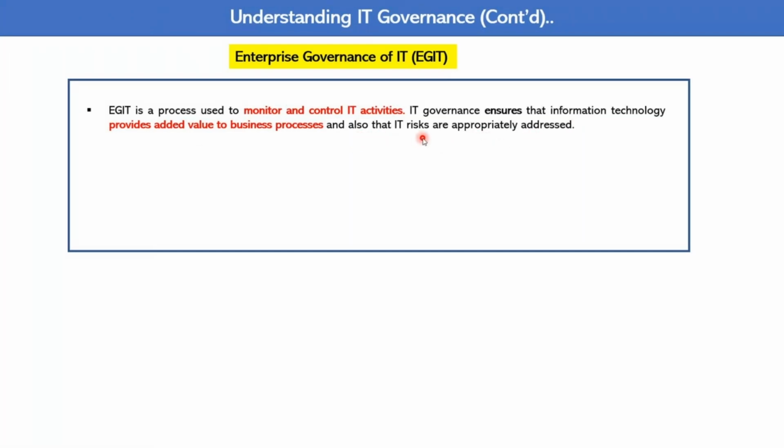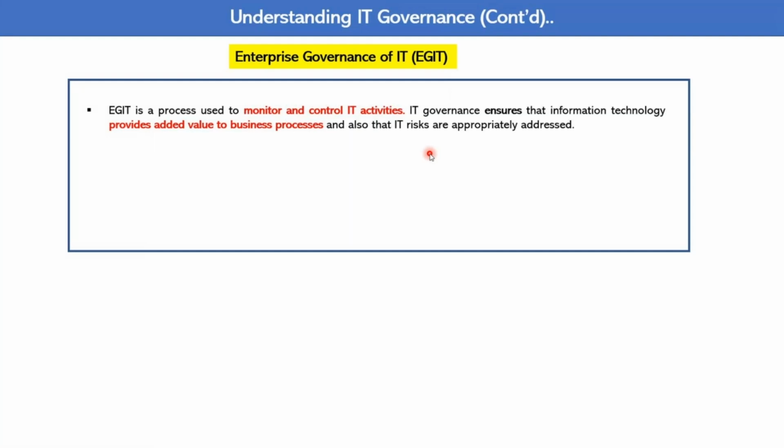IT governance ensures that information technology provides added value to business processes and also that IT risks are appropriately addressed. We saw what a risk is. To calculate risk, use the formula probability times impact. Okay. And under probability, we have vulnerability and threats. A weakness and a threat, meaning the weakness is exploited. Fine.